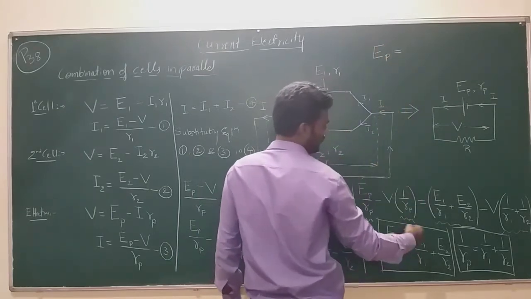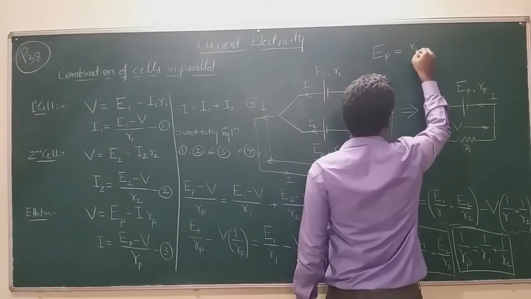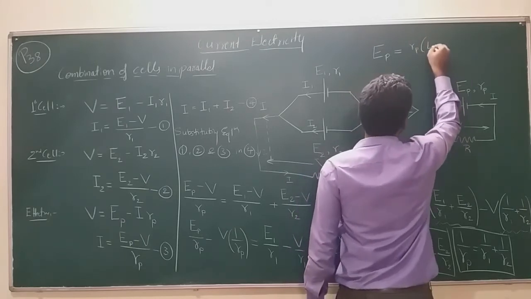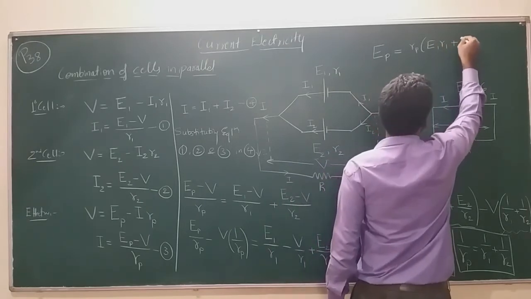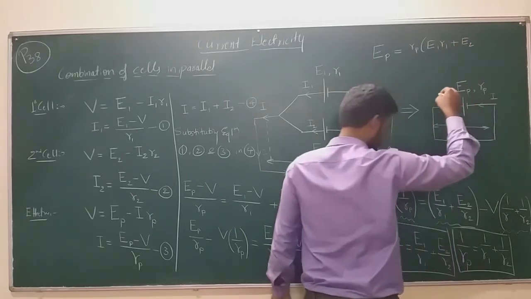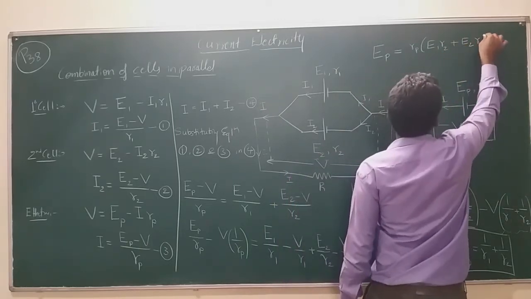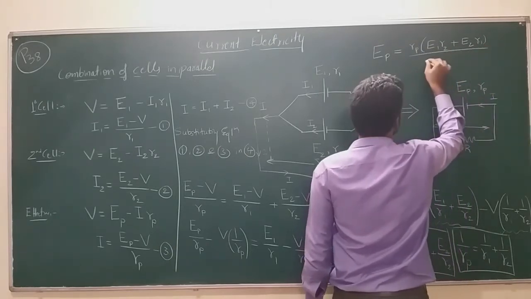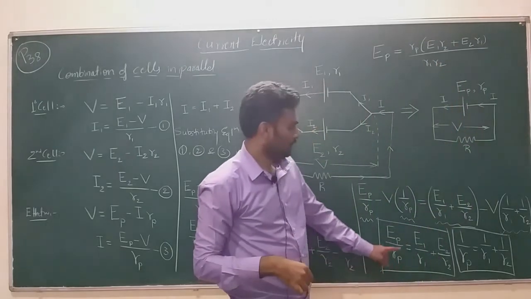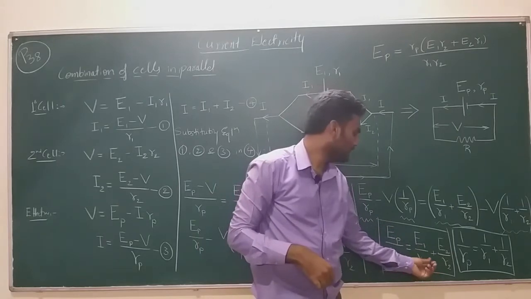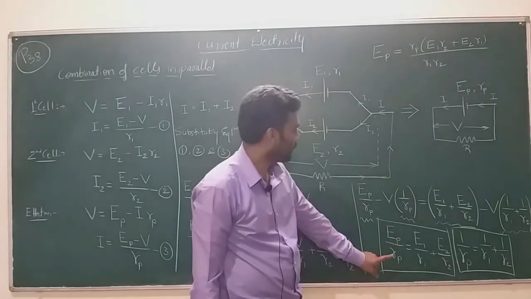This expression can be reduced to get EP is equal to Rp times E1 by R1 plus E2 by R2. Taking the LCM, I get E1 R2 plus E2 R1 divided by R1 R2. So, Rp goes there.